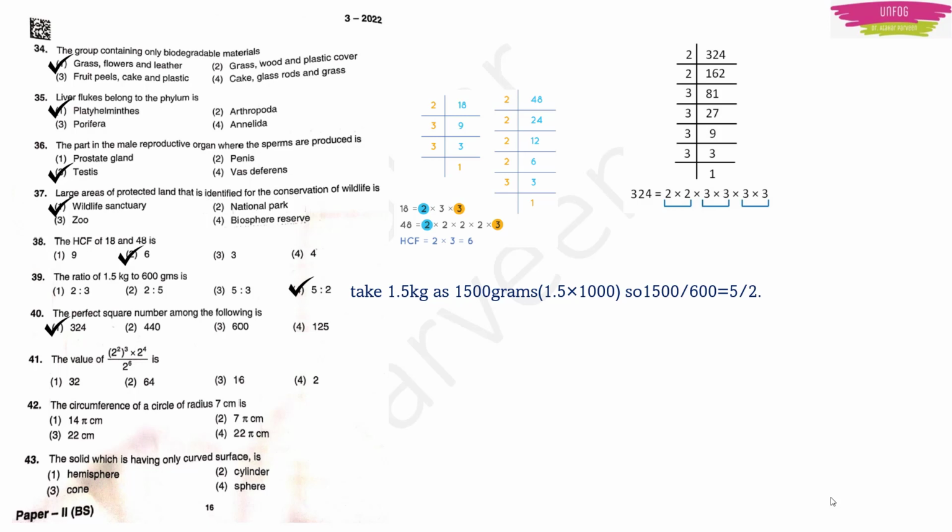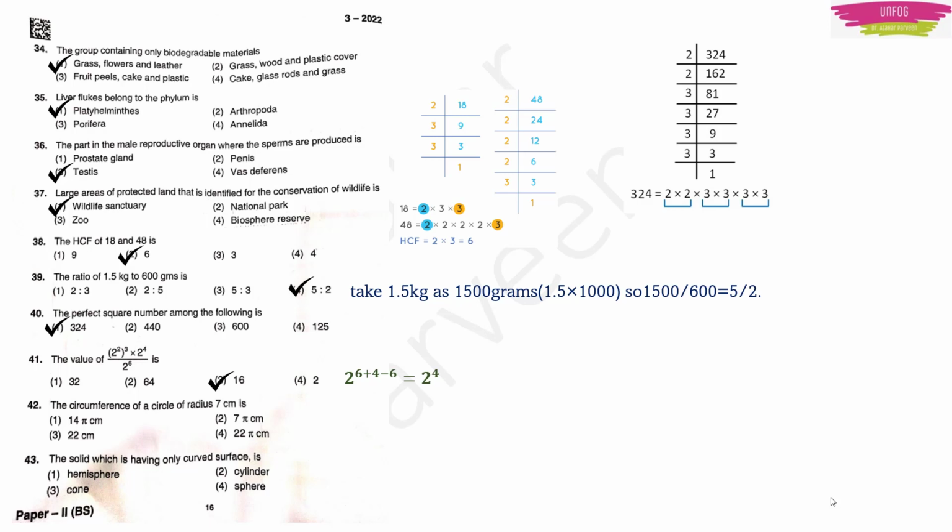Next, question number 41. The value of 2 square whole cube into 2 raised to 4 upon 2 raised to 6 is. You simply apply laws of indices. Instead of doing arithmetically everything, you apply laws of indices. 2 square whole cube will become 2 raised to 6, into 2 raised to 4, upon 2 raised to 6. When there is a product, you add the powers if the bases are same. If there is division, then you subtract the powers if the bases are same. So it will become 2 raised to 6 plus 4 minus 6. It will give you 2 raised to 4. 6 will get cancelled here. 2 raised to 4 means 2 2s are 4, 4 2s are 8, 8 2s are 16. Option 3 will be the right answer.